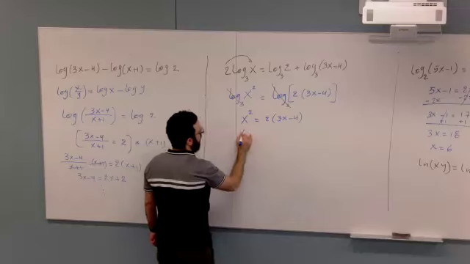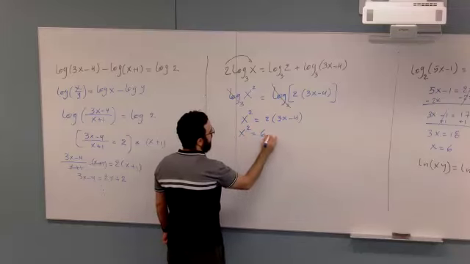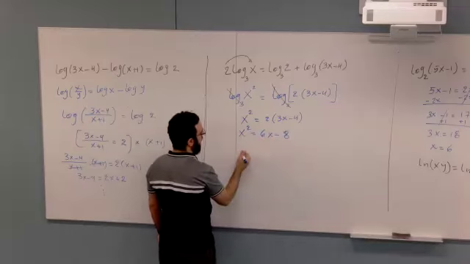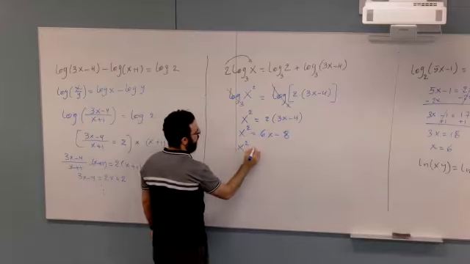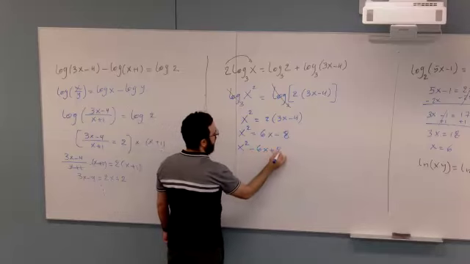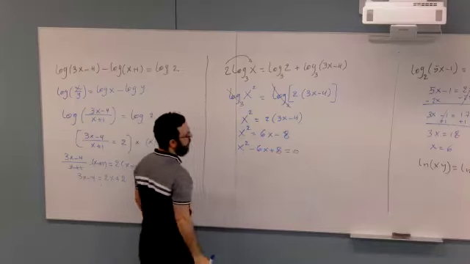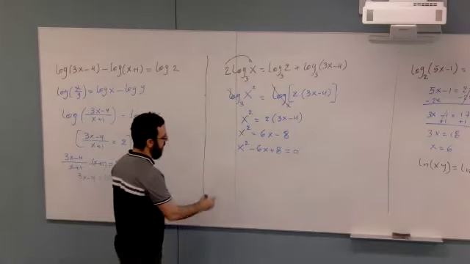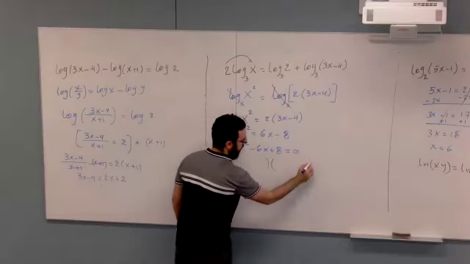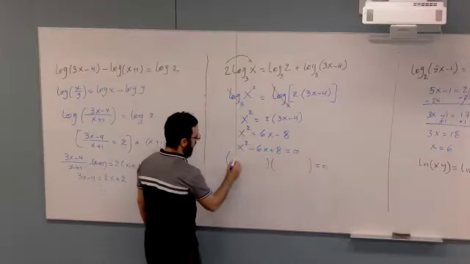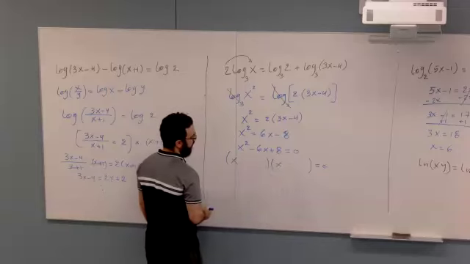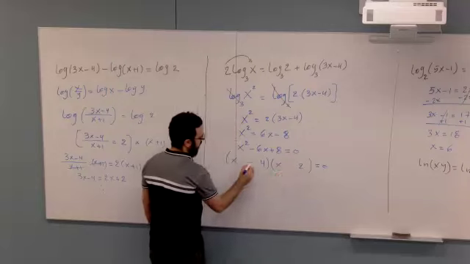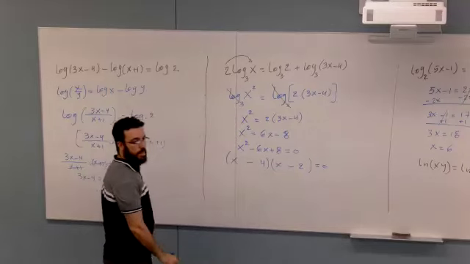Distribute: x squared equals 6x minus 8. Move everything to this side: x squared minus 6x plus 8 equal 0. Okay. Now next step. Factoring. You can say x minus 4, x minus 2. Is that okay?